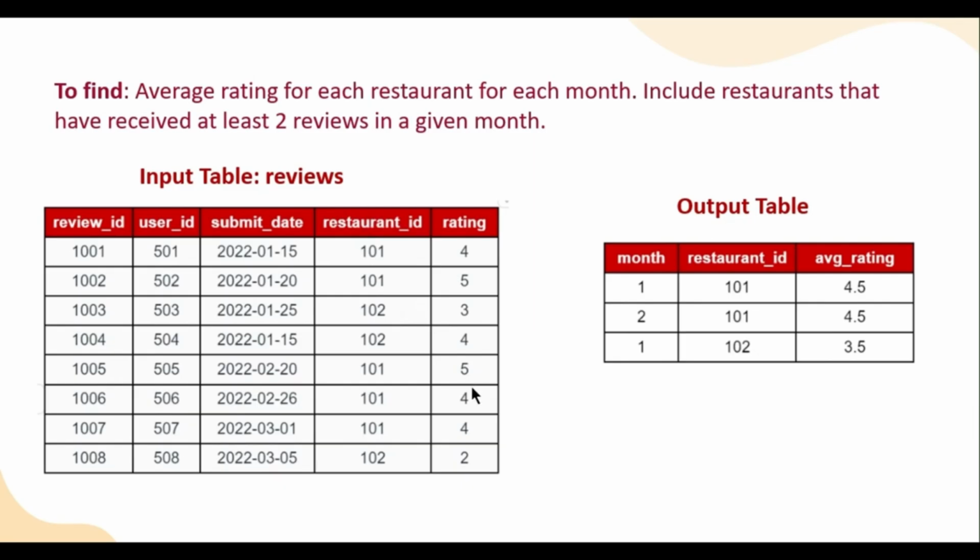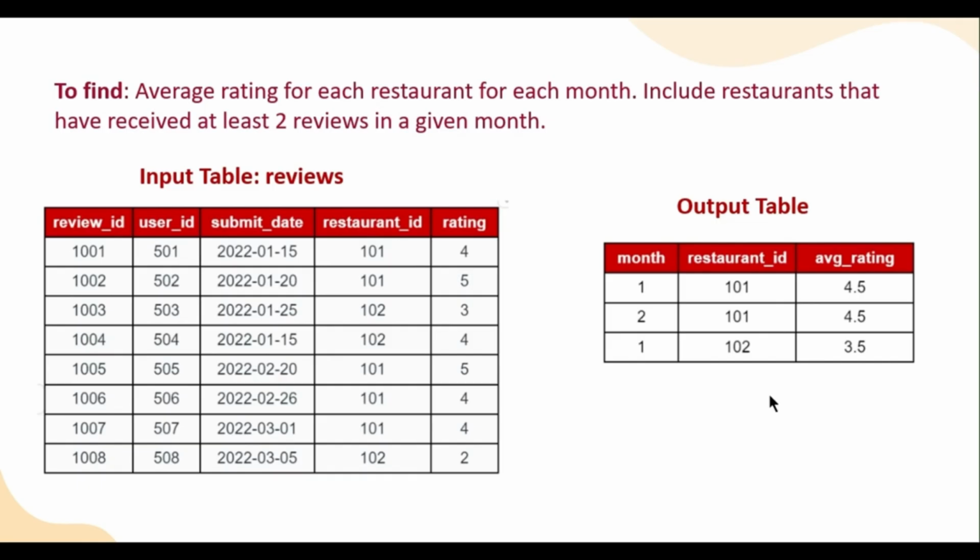So now if you see for the restaurant ID 102, you can see that there are 2 reviews in the month of January and only 1 review in the month of March. So again, we are not going to include the one for March and only going to include January, because this is the only one that qualifies our condition of having at least 2 reviews in a given month. So the average rating comes out to be (3 + 4) / 2, that is 3.5. So this is how we are going to calculate our output.